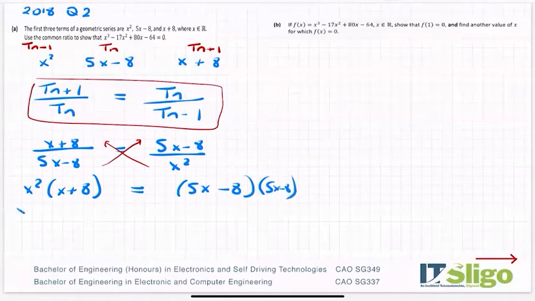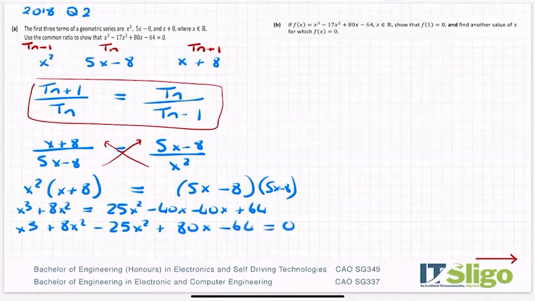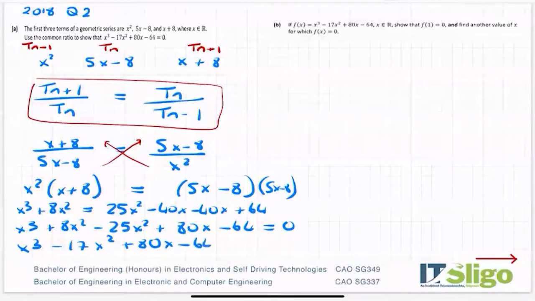Okay, or x cubed plus 8x squared is equal to 25x squared minus 40x minus 40x plus 8 8s are 64. Let's bring everything over to the left. Minus 25x squared, that's going to be minus 80x, and I'll bring it over and it'll be plus 80x minus 64, of course equal to 0 now. X cubed, 8 minus 25 is minus 17x squared, plus my 80x minus my 64 equals 0. Yeah, and that's it.